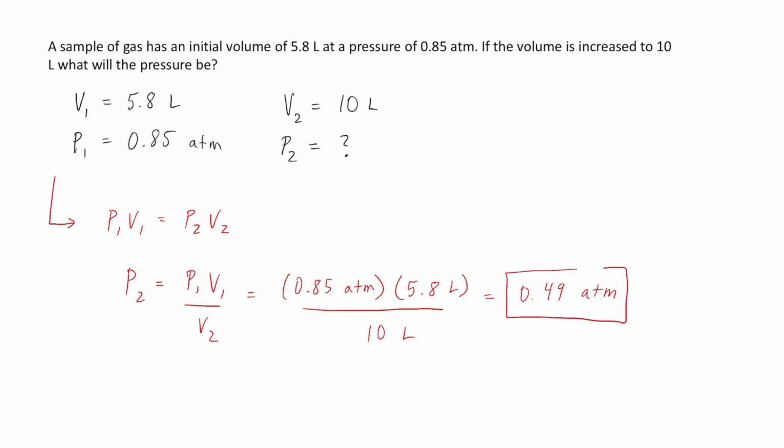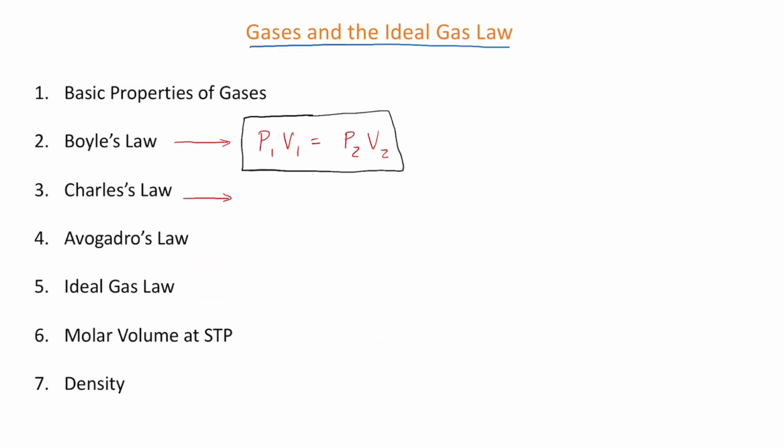And now, does this answer make sense? Since the volume increased, we would expect the pressure to decrease. So yes, this answer makes sense. Now let's explore Charles's law. The equation you'll need is V1 divided by T1 is equal to V2 divided by T2.